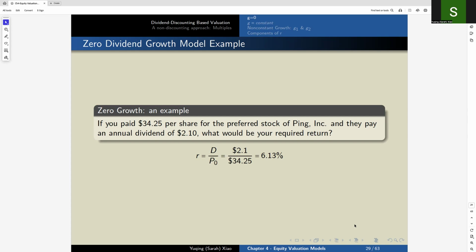$2.10 divided by $34.25, which gives us about 6.1%. So if you bought this stock, you'd be earning a 6.1% return every year in perpetuity. Notice how straightforward this model is when dividends don't grow.